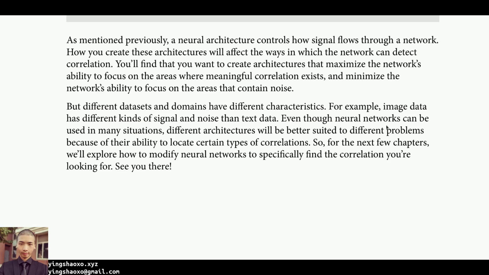Even though neural networks can be used in many situations, different architectures will be better suited to different problems because of their ability to locate certain types of correlations. So for the next few chapters, we will explore how to modify neural networks to specifically find the correlation you are looking for. See you there.